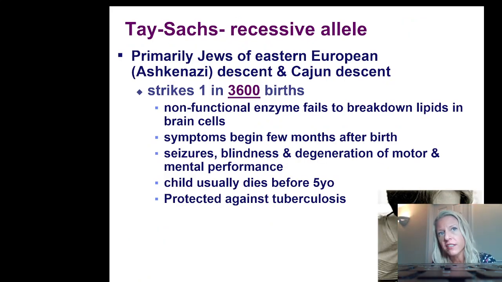Tay-Sachs is another recessive disease where you have an enzyme that doesn't work to break down lipids in the brain. And as a result, seizures, blindness, and degeneration of motor skills and mental performance usually start, and then death occurs usually before the age of 5.